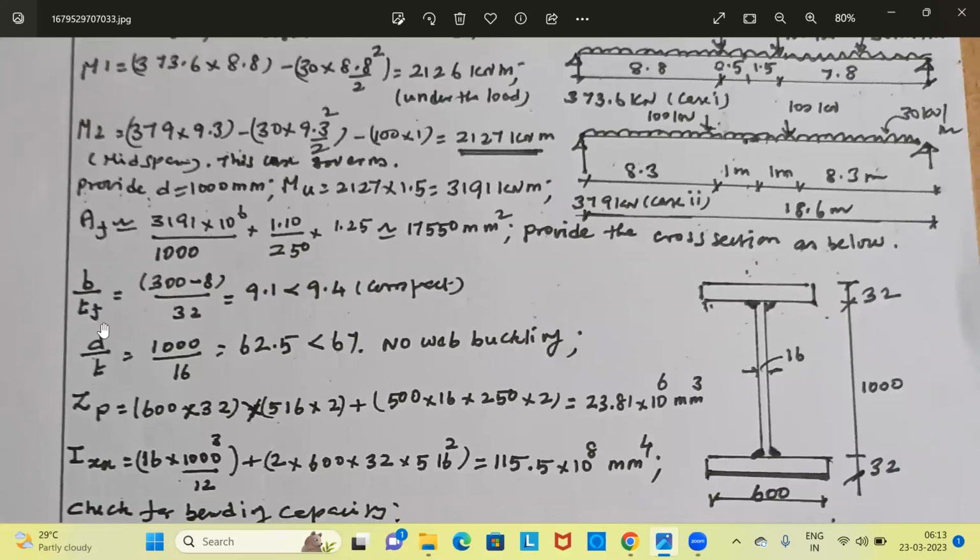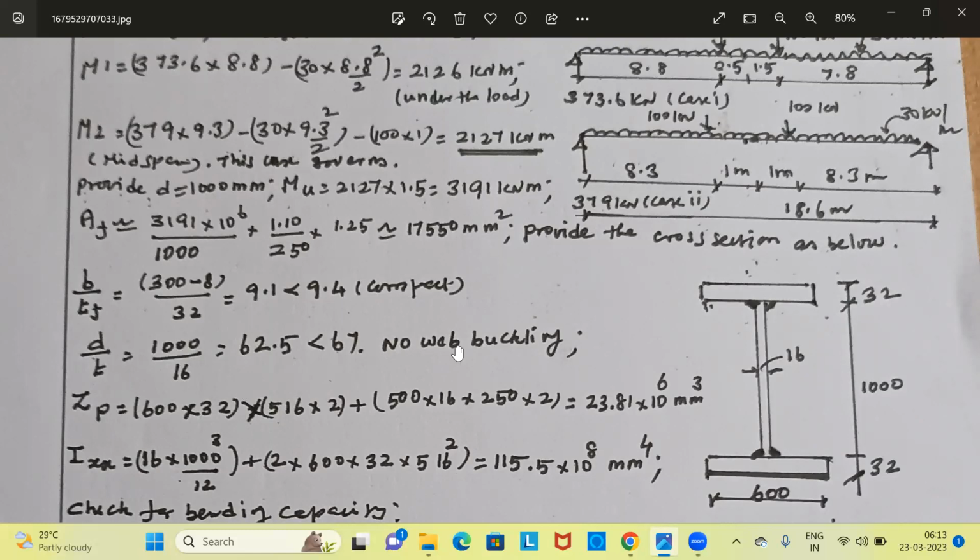Now, the B by TF ratio: 300 minus 8. This 8 mm is nothing but half the thickness of the web. So this is the overhang divided by 32, the thickness of the flange plate. 300 minus 8 is the overhang, 32 is the thickness of the flange plate. The ratio is 9.1, less than 9.4, compact. There is no web buckling and the section is compact. The flange is compact.